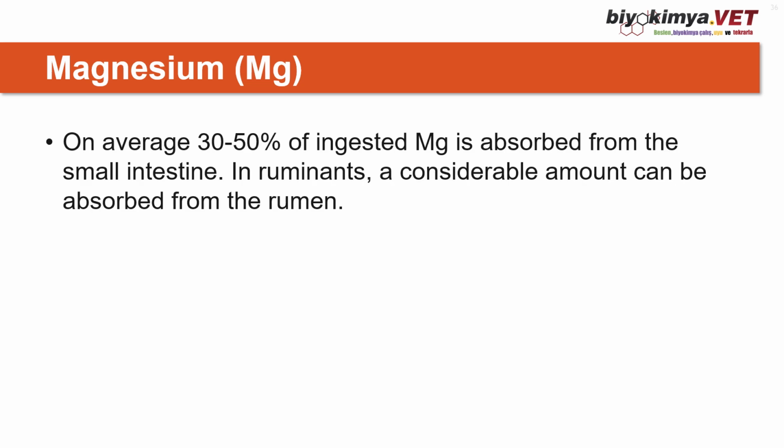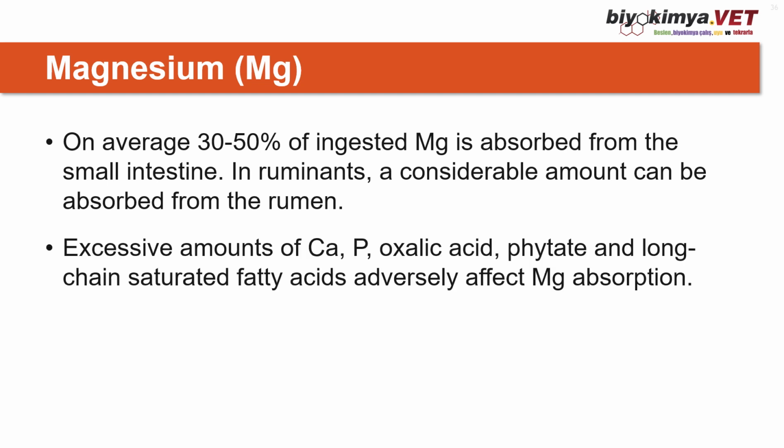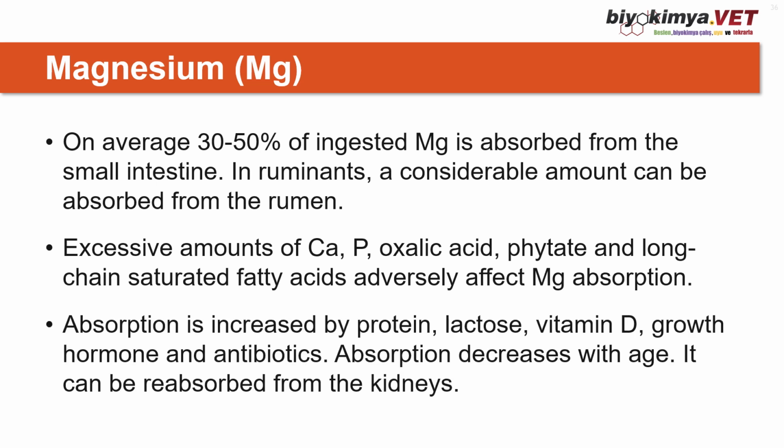On average, 30 to 50% of ingested magnesium is absorbed from the small intestine. In ruminants, a considerable amount can be absorbed from the rumen. Excessive amounts of calcium, phosphorus, oxalic acid, phytate, and long-chain saturated fatty acids adversely affect magnesium absorption. Absorption is increased by protein, lactose, vitamin D, growth hormone, and antibiotics. When absorption decreases with age, it can be reabsorbed from the kidneys. And absorption happens with different mechanisms such as paracellular diffusion and transcellular active transport.